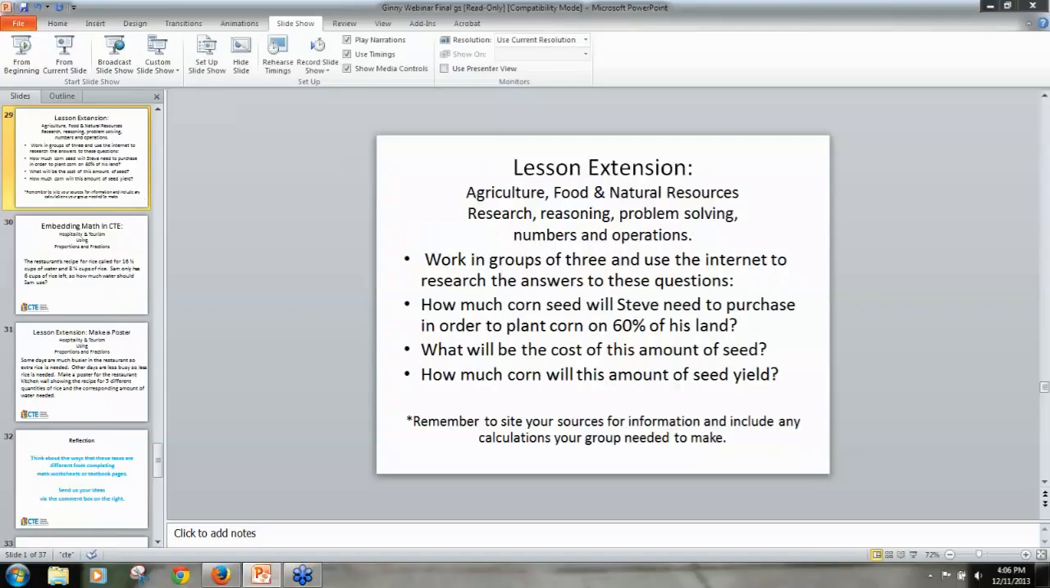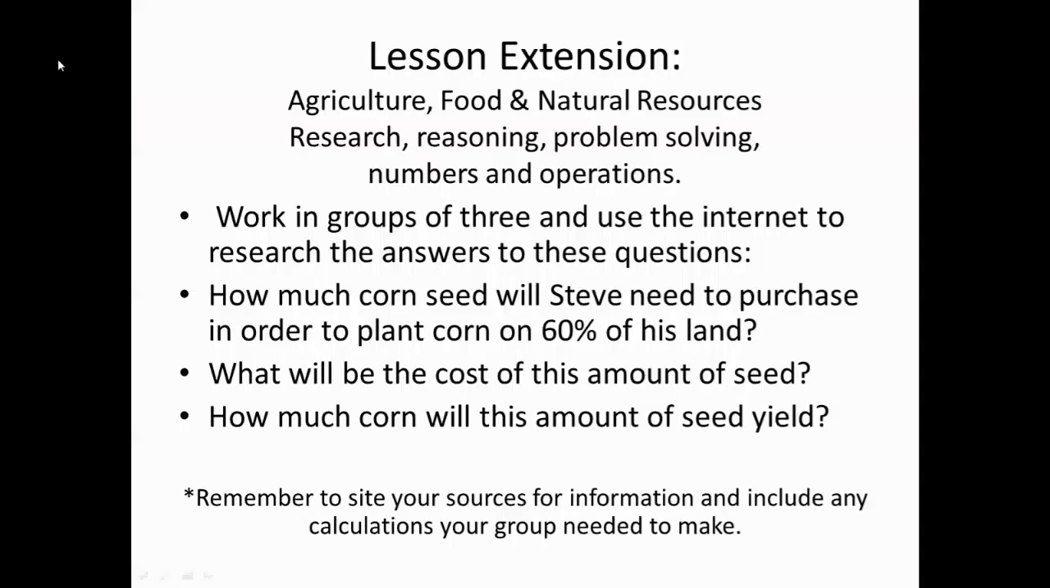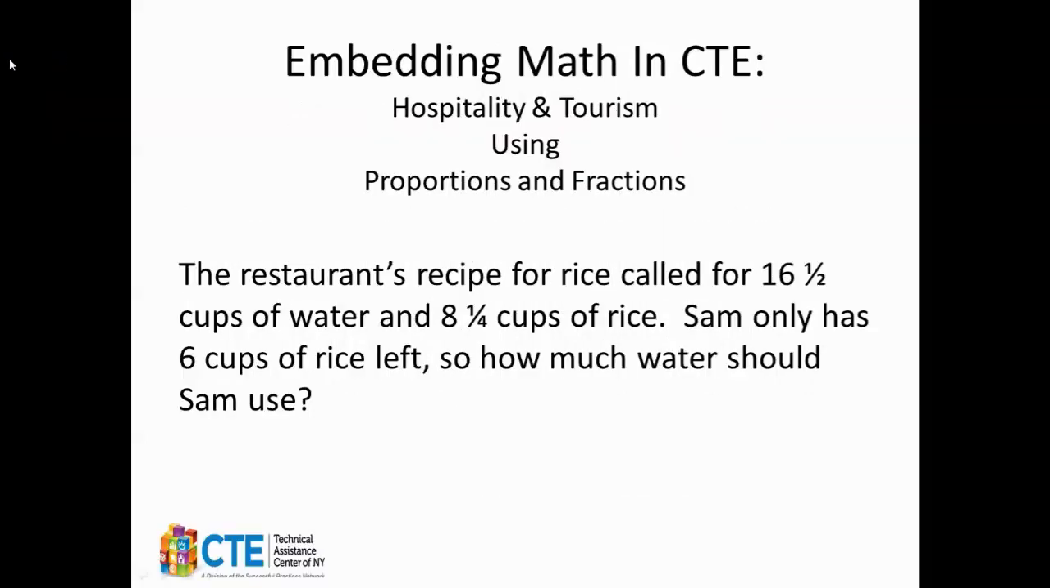But you can see that now we've taken a math lesson and, I've lost my screen here, sorry, we've applied it in a real world setting, and now they have to go out and obtain information and then generate responses based on that. So this is quite different, as you can see, from a textbook or a worksheet. And of course, it'll be important for them to cite their sources for information and include any calculations that they made so that you can really hone in on that.